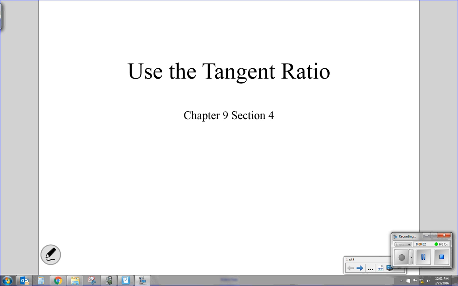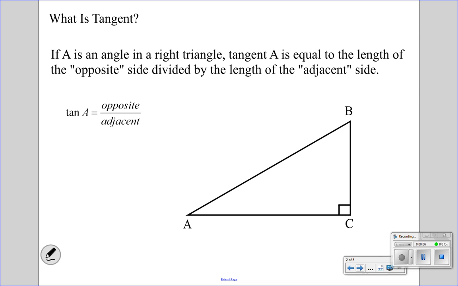Alright, today we're going to learn about something new. It's called the tangent ratio. So the tangent of an angle, in this case the tangent of A, is equal to the ratio of the opposite side over the adjacent side.